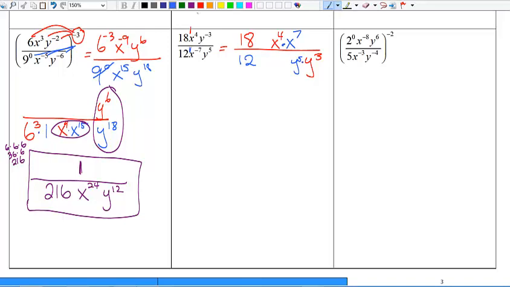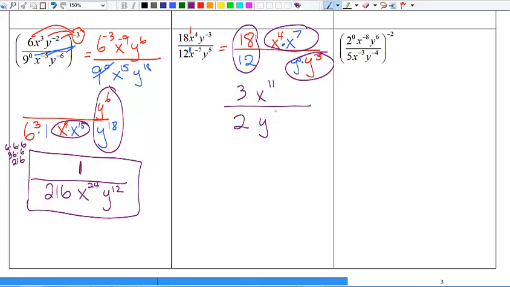Now, 18 twelfths can be reduced as a fraction, just like you've done other fractions in the past. And 18 twelfths reduces to 3 halves by dividing both the numerator and the denominator by 6. Both of the x's are in the numerator, so then I'm going to add the exponents to get 11, and then add the exponents on the y's and get y to the 8.